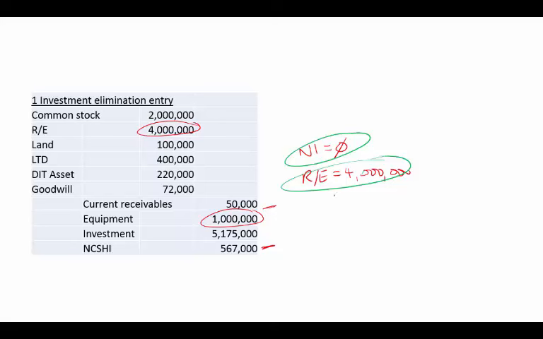Alright, so we know that the total impact of the investment elimination entry is no impact on net income and a $4 million decrease on retained earnings. That logically makes sense, as one of the purposes of this entry is to eliminate the sub's retained earnings upon acquisition.